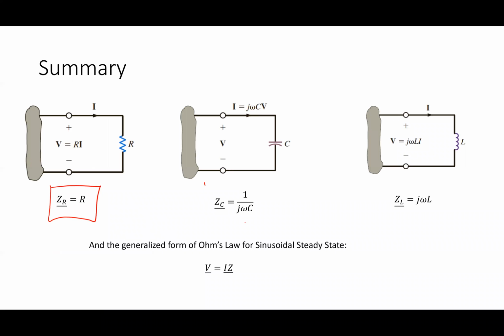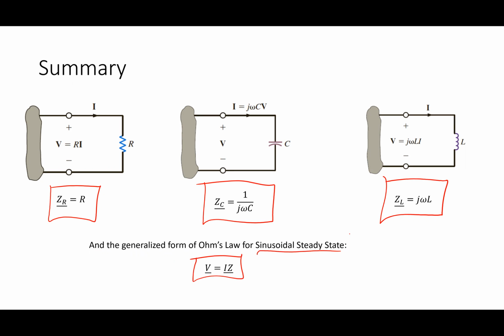The impedance of a capacitor is 1 over j omega C. The impedance of an inductor is j omega L. And this idea of Ohm's law applies anytime I am in this special case of what I call sinusoidal steady state. This impedance concept applies, right? And I can use that equation.